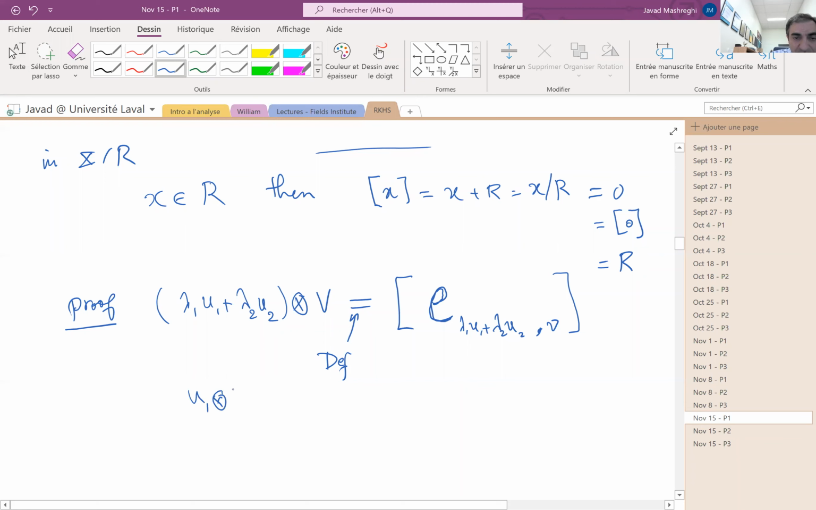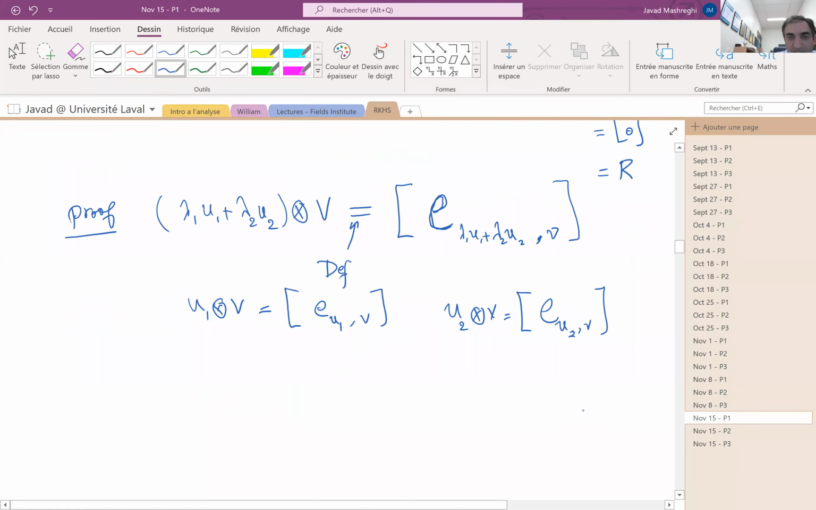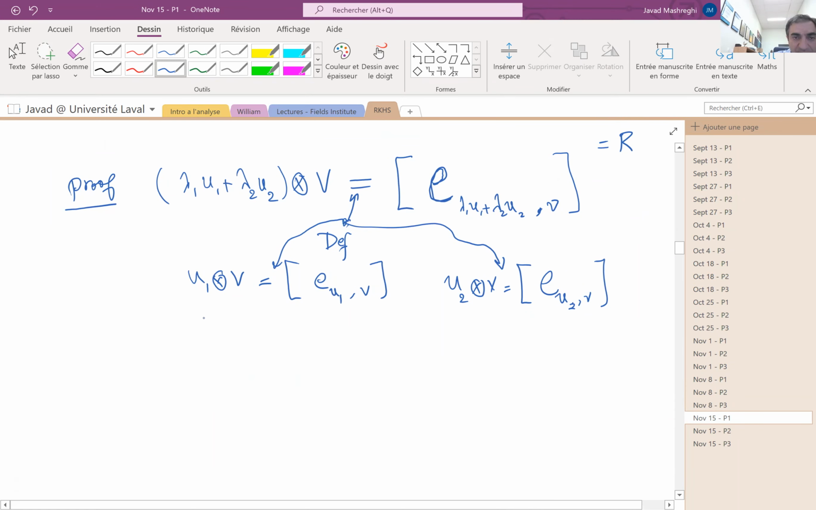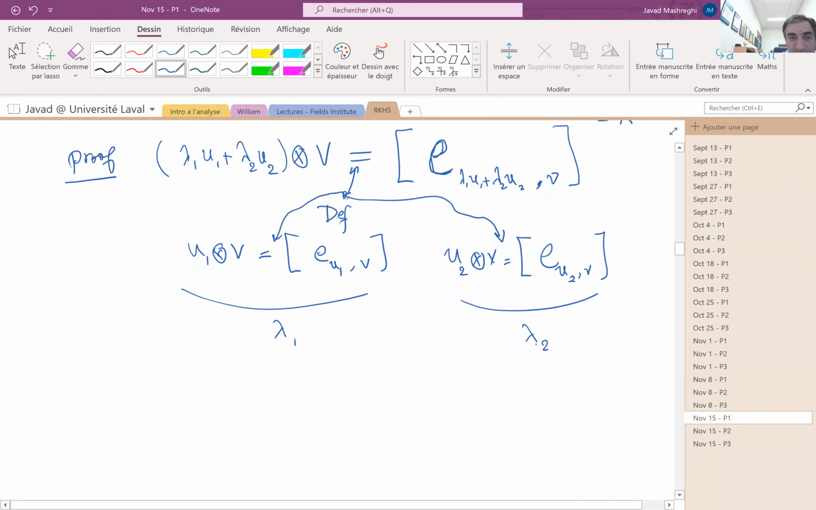U1 tensor V is the coset created by element E(U1,V), and U2 tensor V is the coset created by E(U2,V). Again, these three are definitions, all of them. Now I multiply this one by lambda 1 and this one by lambda 2 and add them up.